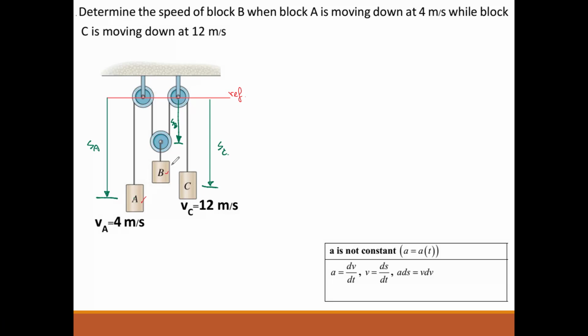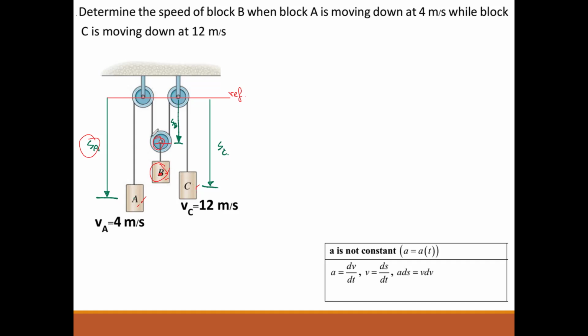So we have three particles, right? We have three blocks: block A, block B, and block C. From the reference, we represent SA, measured from the reference line to block A, and SB, measured from the reference line to point B. Actually, you can measure to block B also, but it's more convenient to measure to the pulley, because block B and the pulley are connected together, so they have the same velocity. That should be enough.